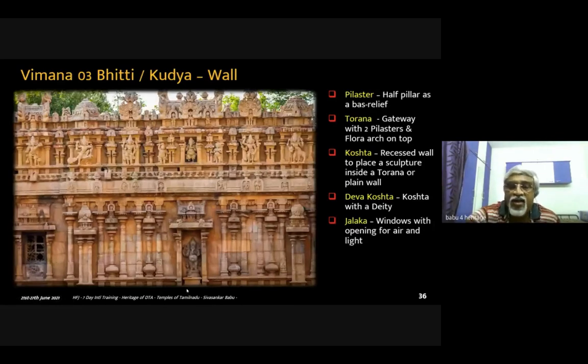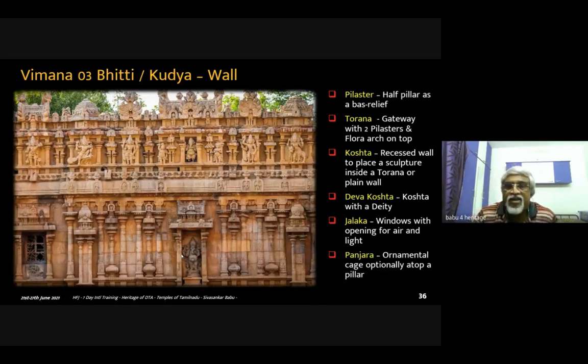So we will have Jalakas also, various types of windows. We will see the various variations of Jalakas when we see Mandapas. Normally in a Garbhagriha, there are not many openings and the three side walls will be closed walls. There are varieties of Jalakas in Mandapas, which we will see at that point of time.